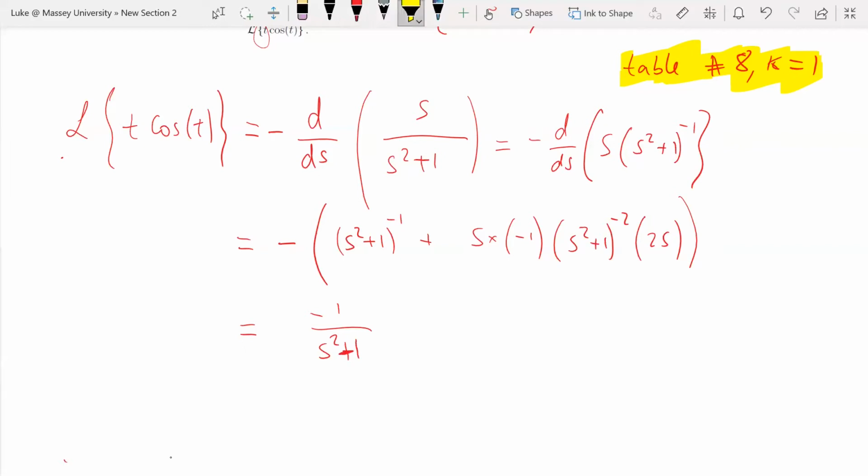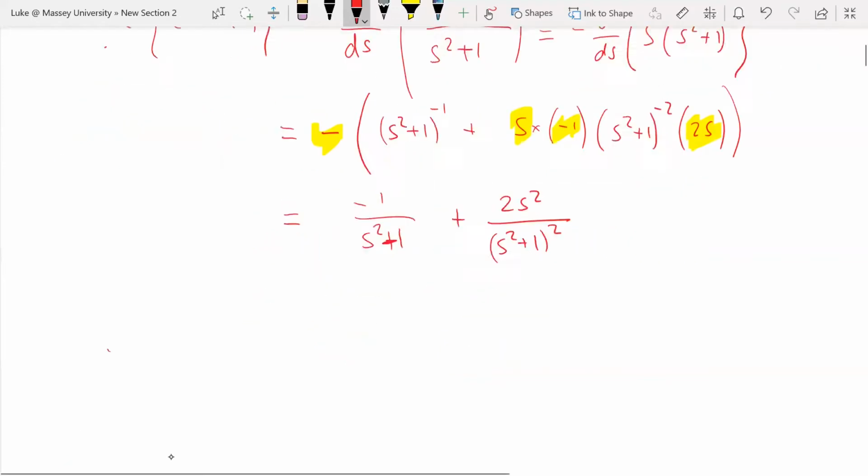Okay, what have I got here? I've got an s here. I've got a 2s here, so that's 2s squared. I've got a negative 1 and a negative 1 here. So I get plus 2s squared over (s squared plus 1) squared. That one is fairly straightforward, I think, and I hope you'll agree. Great.